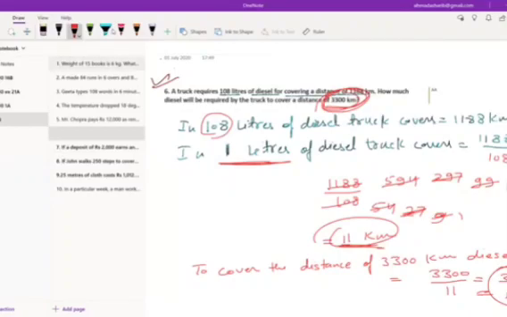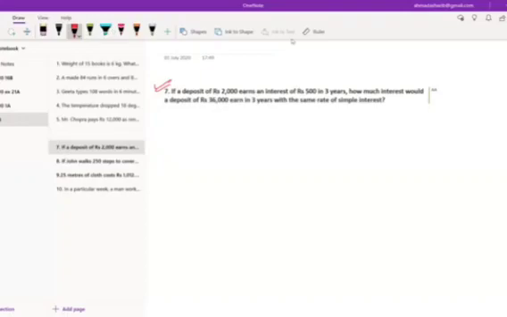The question is saying, if a deposit of 2,000 earns an interest of 500 in 3 years, how much interest would a deposit of 36,000 earn in 3 years with the same rate of simple interest? So if you have deposited 2,000 rupees in the bank, you will get 500 rupees as interest. Okay, so you can say that interest on 2,000 rupees is equal to 500.